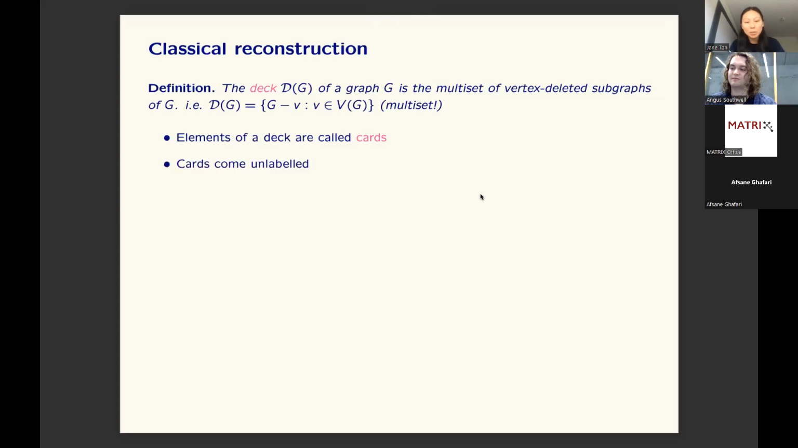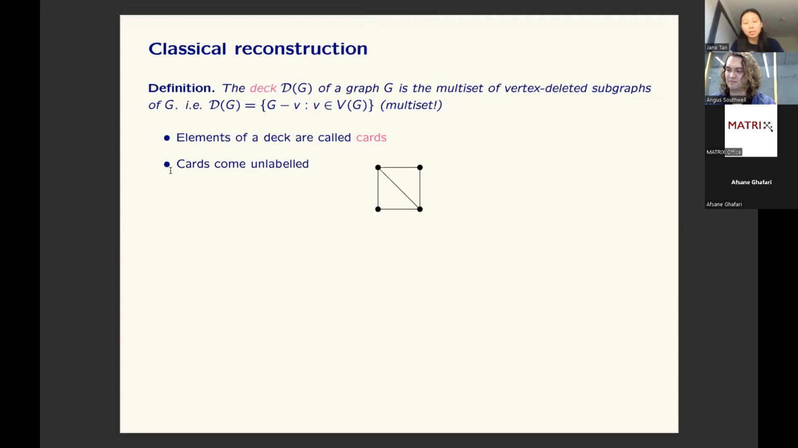And what's really important here is that the cards come unlabeled. So even though I've used this notation for a deck where I've written G minus v for v in the vertex set, when I look at a card, I'm not told what v I'm deleting. That's quite important. Quick example here. So if I take K4 minus an edge, what is the deck?